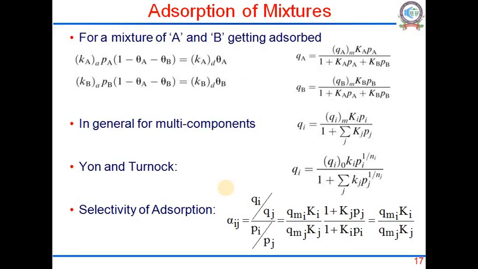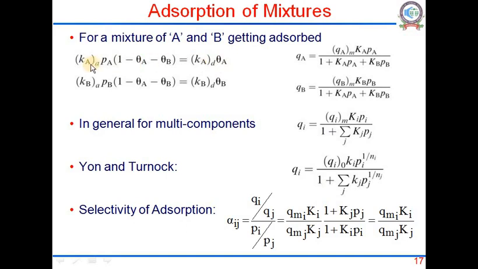Okay, sometimes we would have a mixture of two components, a mixture of two gases, let's say. Again, if we write the forward rate for the adsorption process, there will be a forward rate constant for A multiplied by the pressure of A multiplied by the vacant sites. The vacant sites will be total sites minus the sites occupied by A minus the sites occupied by B. And then the reverse reaction would be the desorption rate constant multiplied by the sites having A present in them.